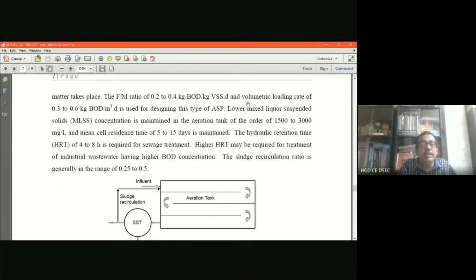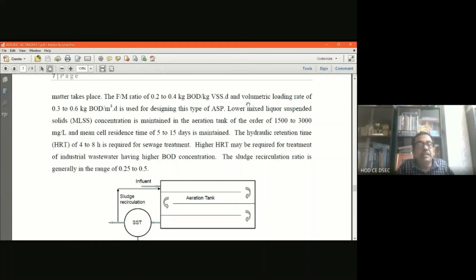Now, what is the organic loading? That is, the F/M ratio is considered in this type of design. That is 0.2 to 0.4 kg BOD per kg VSS, and the volumetric loading rate, as we have seen, is BOD into Q divided by the volume of the tank. Volumetric loading rate is maintained at 0.3 to 0.6 kg BOD per meter cube of the tank. This is the consideration in the design of this ASP tank.